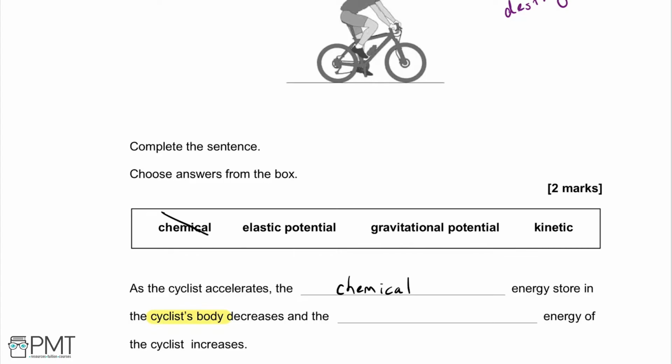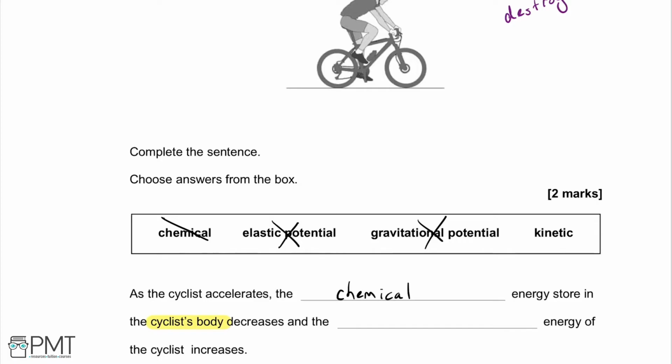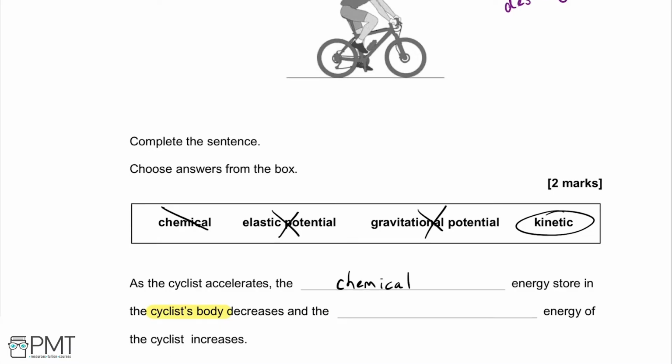For the second box, we know that this is going to be movement energy. Is it elastic potential? Well, elastic potential energy would require that something was being stretched or compressed, which isn't what's happening, so we can cross that off. Is it gravitational potential? Well, gravitational potential energy would require that the cyclist was moving upwards, but we know that the cyclist is travelling along a flat road, and so it can't be gravitational potential. Which leaves us with kinetic energy, and we know that it is kinetic energy because kinetic energy is actually the same as movement energy, so we can write that in the second box.